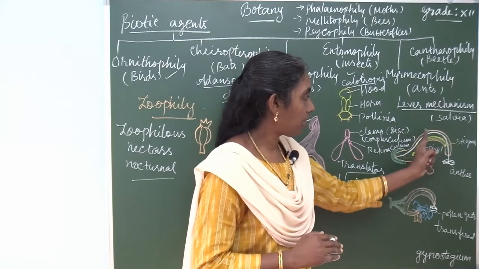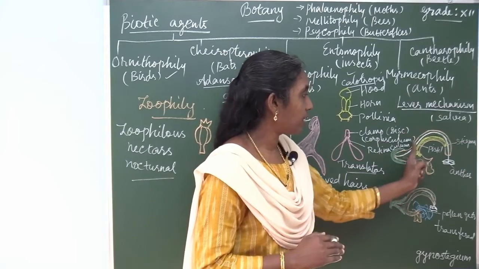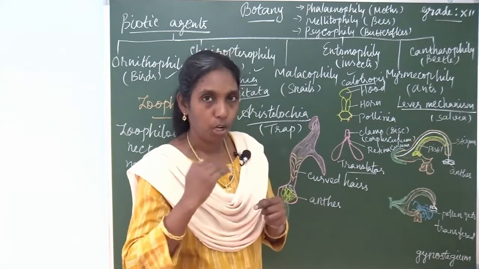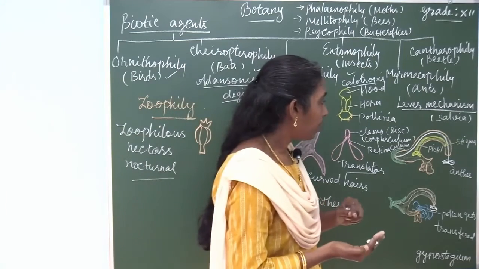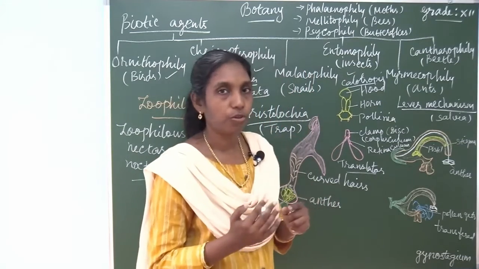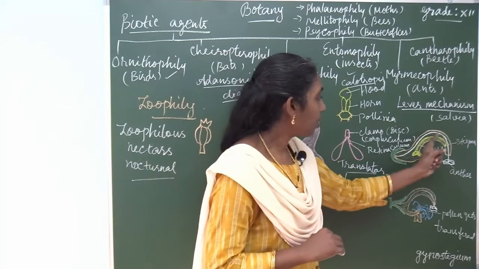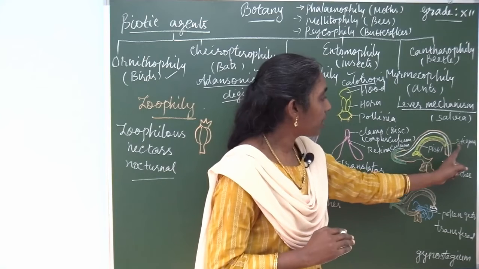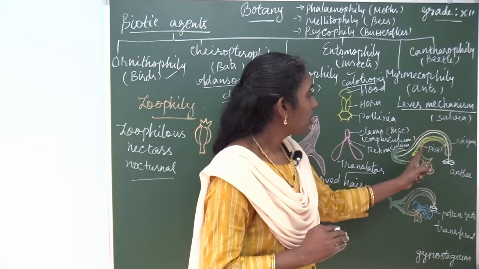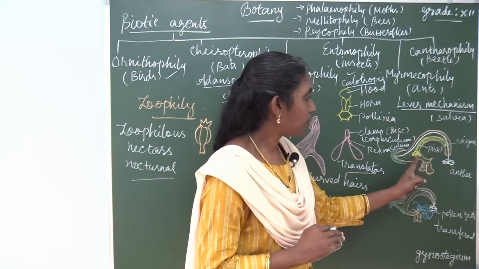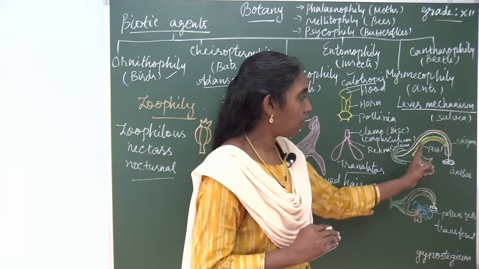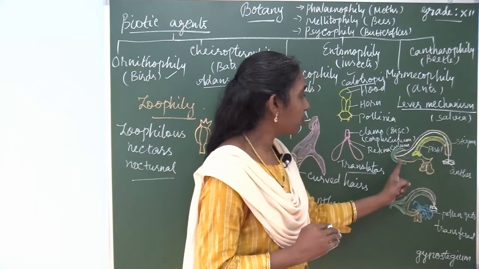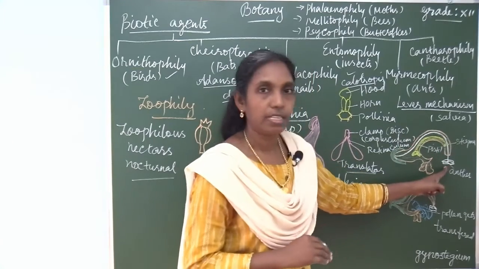Bilabiate means there are two lobed petals. This is one lobe, this is another lobe. A bilabiate flower, a bisexual flower, and this flower contains, here is the stigma, this is the stigmatic region, stigma, style, and the ovary is present here. So the pistil is this yellow part, and this is a long connective which carries the anther.